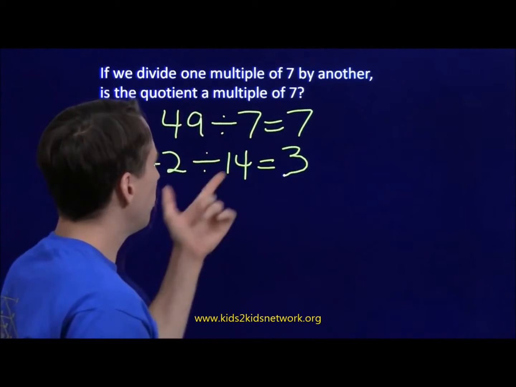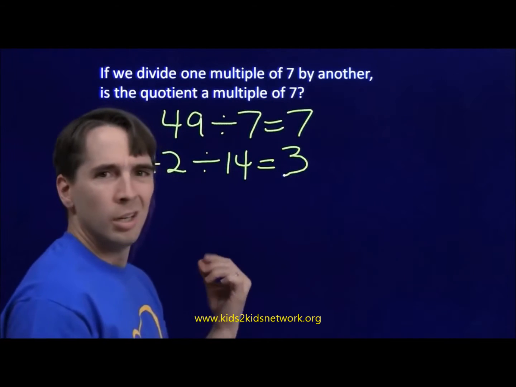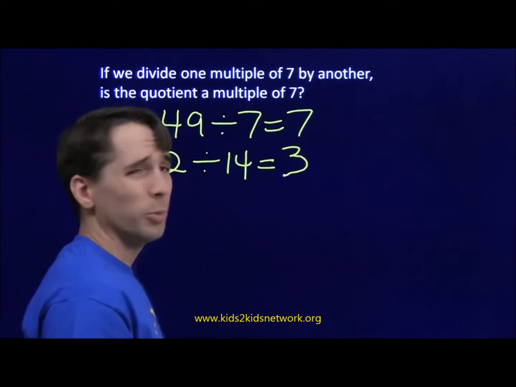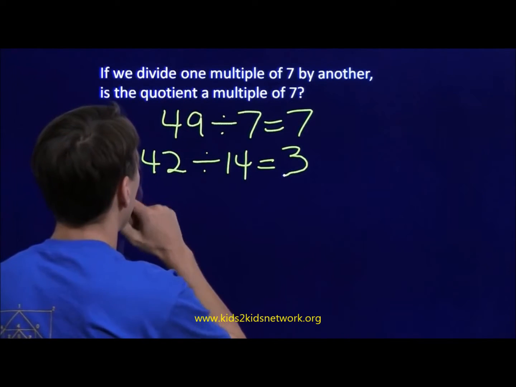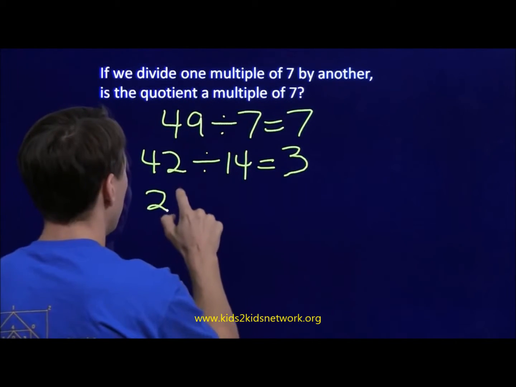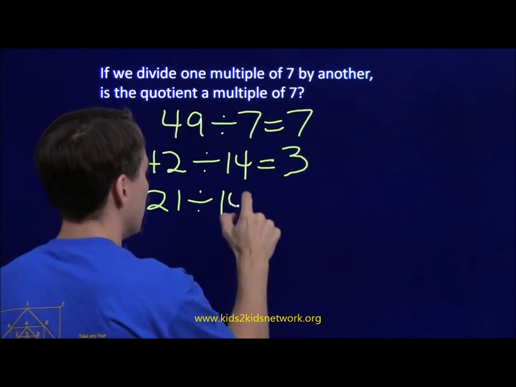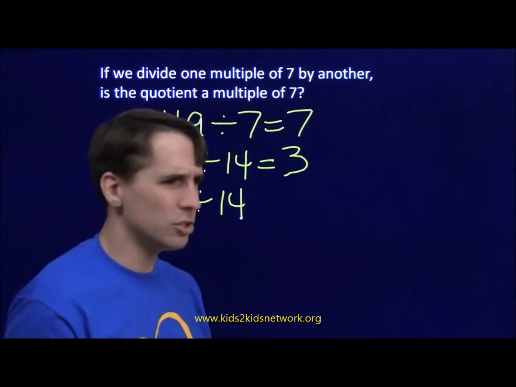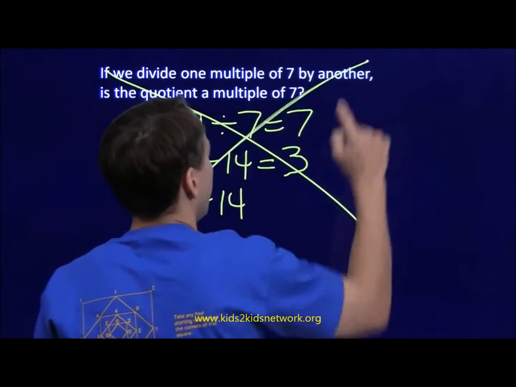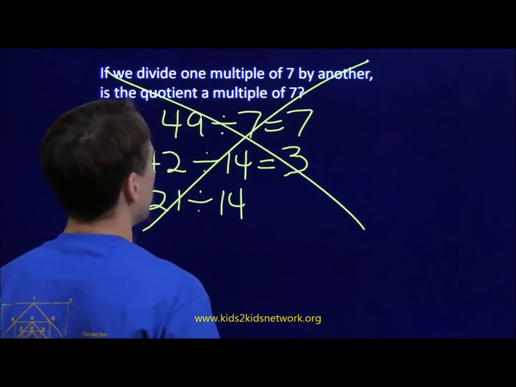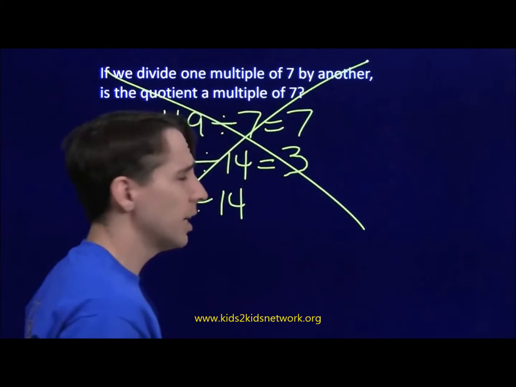So we see that if we divide one multiple of 7 by another, sometimes the quotient is a multiple of 7, sometimes it's not. Worse yet, we could do something like 21 divided by 14. That's not even an integer. Okay, so that doesn't work. The answer is not necessarily, not a very satisfying answer.